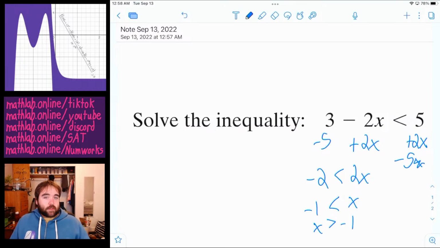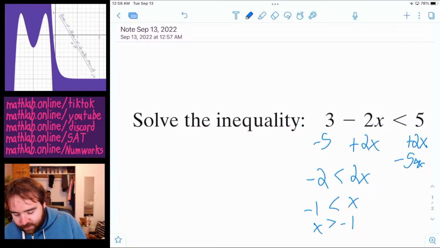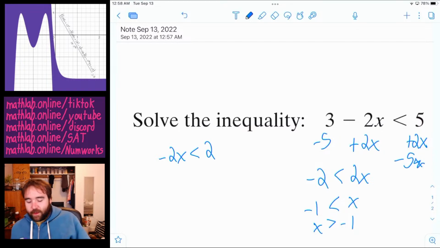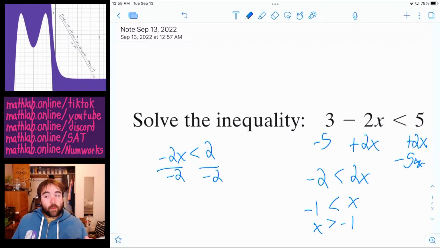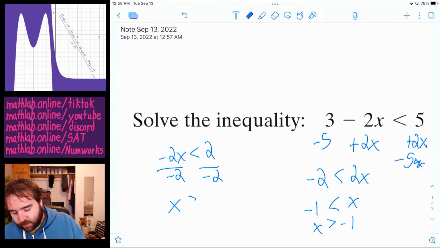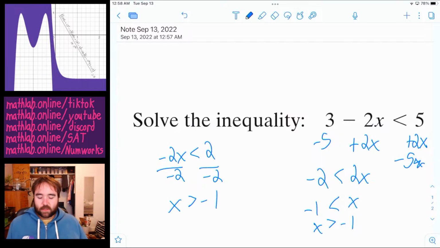And that's really all there is to it. So, just for fun, let's solve it another way, just to show how it would work. What if instead of adding the 2x to the other side, we just subtracted the 3 to the other side? We'd get negative 2x is less than 2. And then we're trying to get x by itself, so we've got to divide by a negative 2. And remember, you're dividing by a negative, so you've got to flip the sign around. And so we get the same, that x is greater than negative 1.